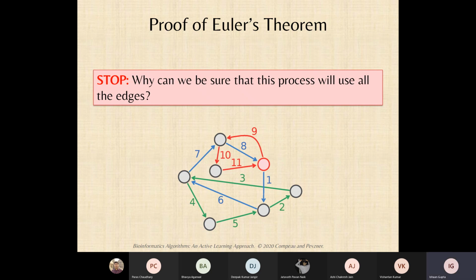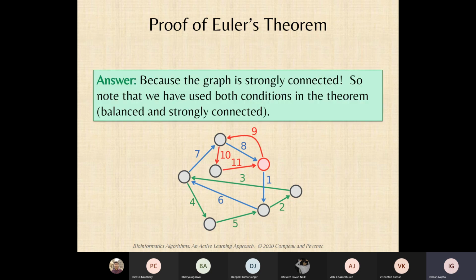So the next question is, why do you think this proof is going to work? Why do you think that this process will always work for all the edges? We'll be using up all the edges here. It's simple, right? Because the graph is strongly connected, and it's balanced, so the in degrees and out degrees are the same. So you will never exhaust all of the edges unless you have actually visited all the edges.